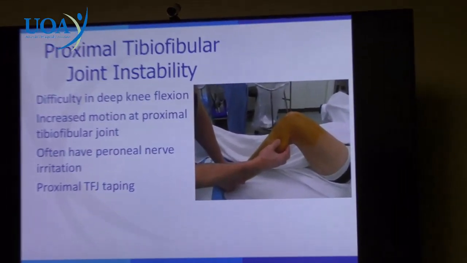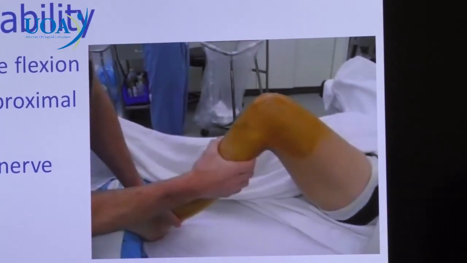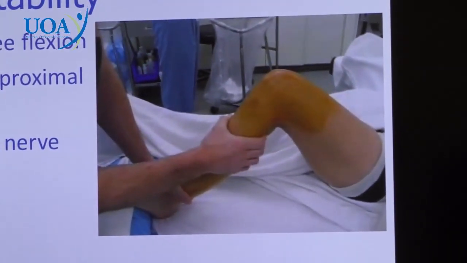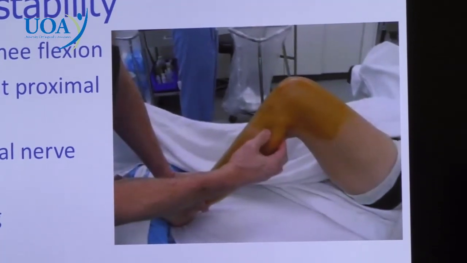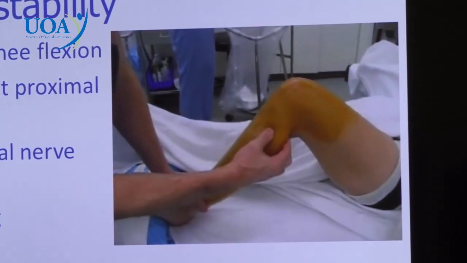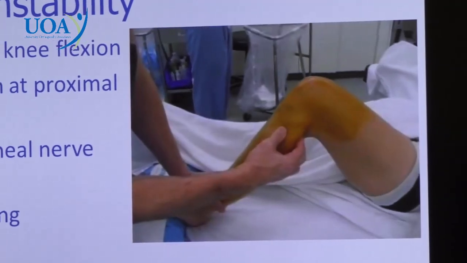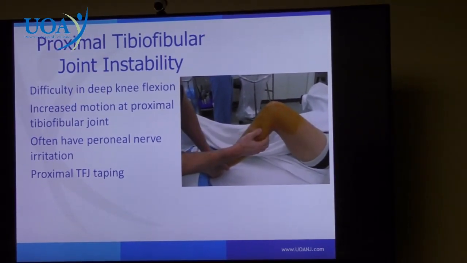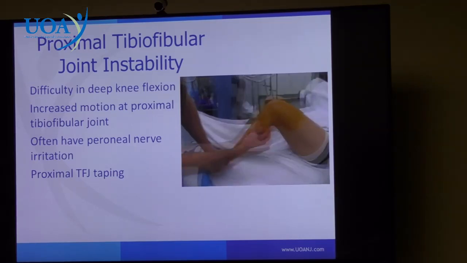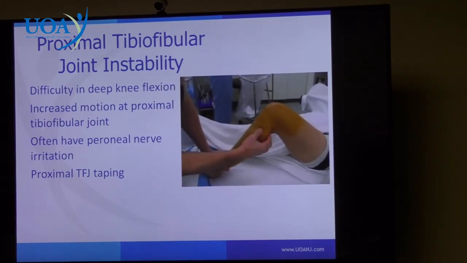And then final, much less common but certainly real, is tib-fib joint instability. This is really uncommon, but it's out there, and having an unstable tib-fib joint is certainly something that patients can have, this mechanical popping type symptom on the outside of their knee. Usually it's more in deep flexion. Often they can irritate their peroneal nerve, which comes right around your fibular head. And this is something I do think that taping is very helpful for.